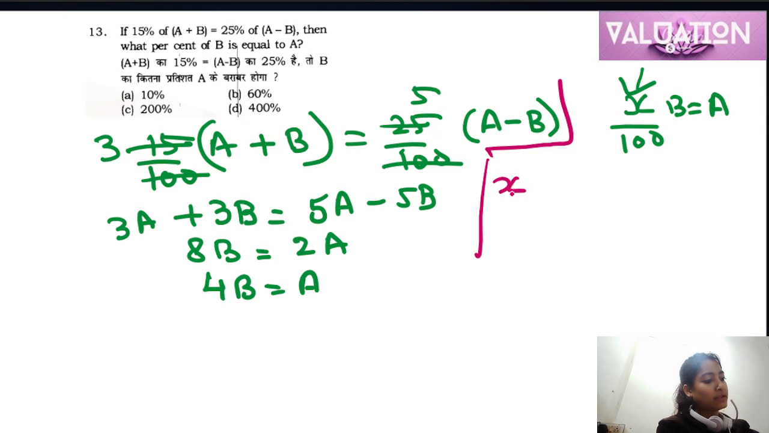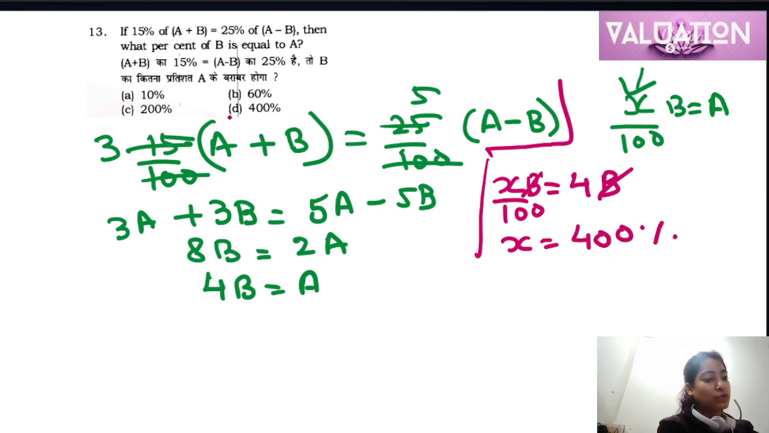We will get x divided by 100 is equal to 4b, and here b will cancel out. So we will get x is equal to 400%. So option D is the correct answer. Let's move to the next question.